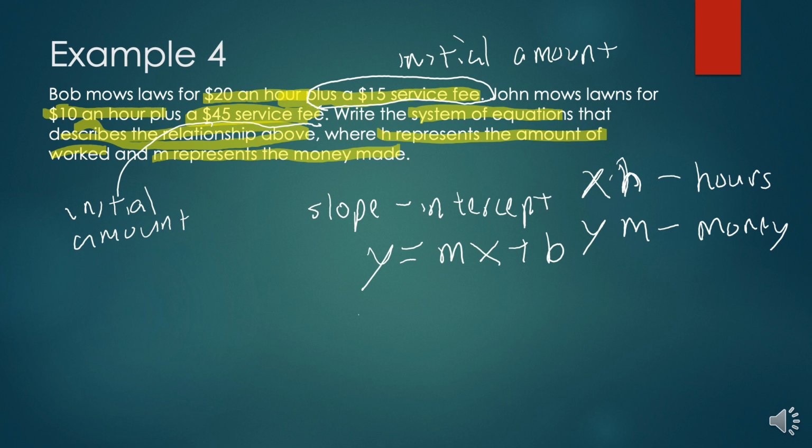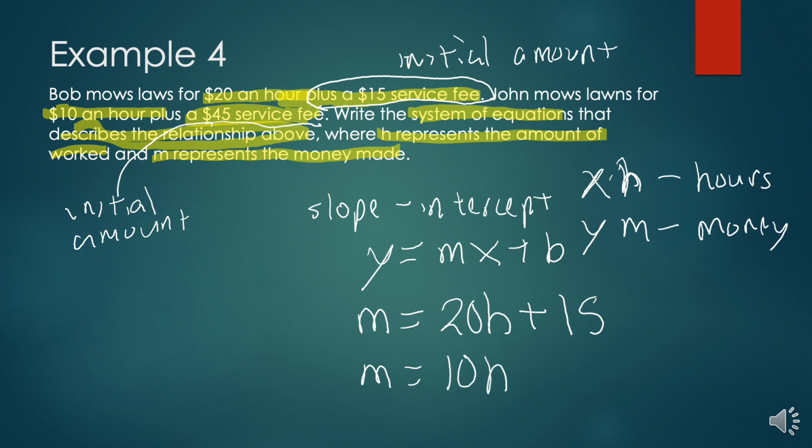So money made is equal to, for the first one, $20 per hour plus the $15 service fee. So the next equation, money made, is equal to $10 per hour plus a $45 service fee. So that is your two equations. And so just make sure that this is your rate.